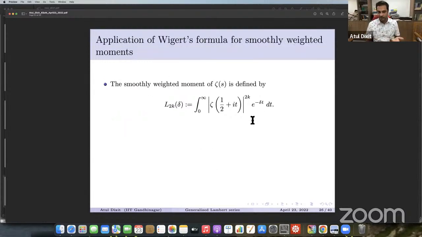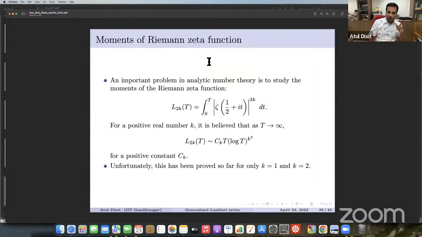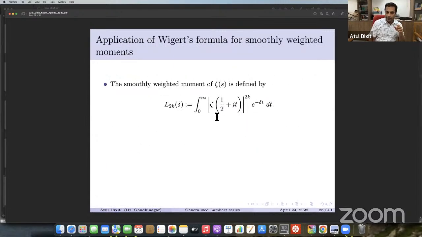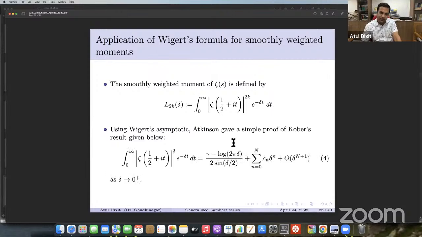Either one, people have been studying for many, many years. So now, using the asymptotic result of Wigert that I showed you, let me go back again, this one, which was a trivial consequence of this result, F.V. Atkinson found a simple proof of a result of Kober. Kober's result was a complete asymptotic expansion for this smoothly weighted moment as delta tends to 0.